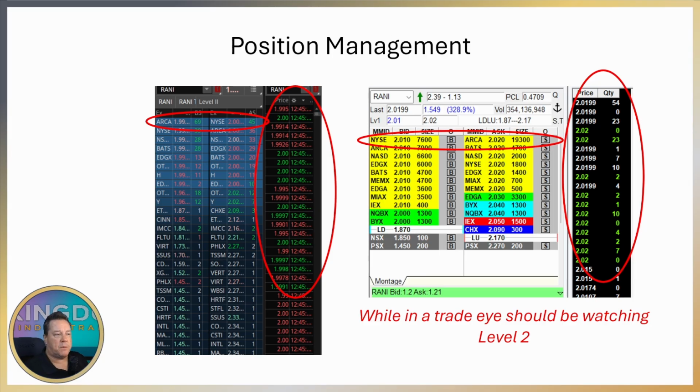This is DAS Trader Pro, the same thing. These are all orders that are waiting to be filled. These are all orders waiting to sell. The charts are a historical record of what has happened. Level 2 shows us what's going to happen. So while I am in a trade, my eyes are watching level 2.